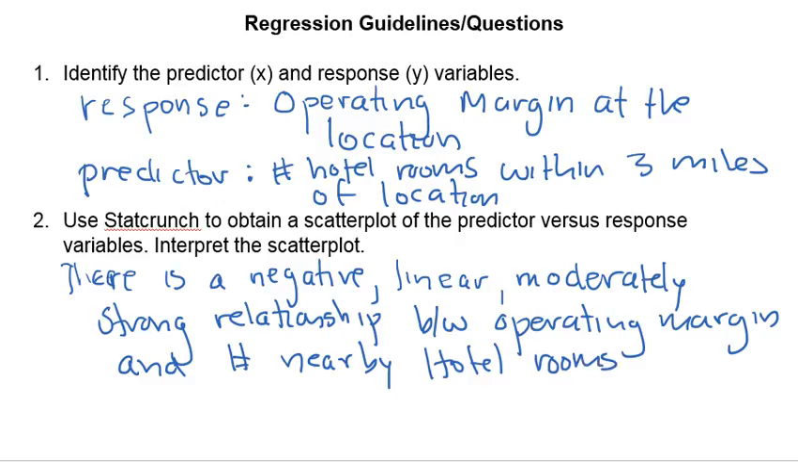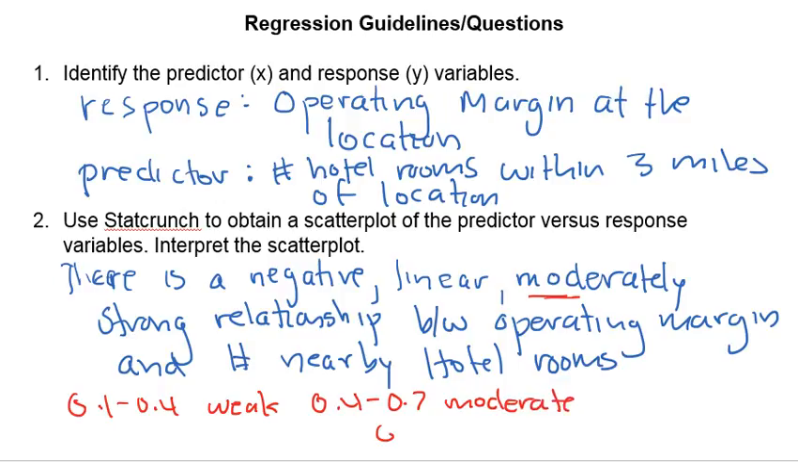Getting back to, I'm going to get another color here. When I said moderately strong, remember the way you determine that: if the correlation is essentially between 0.1 and 0.4, we're going to call it a weak relationship. 0.4 to 0.7, we're going to call it moderately strong or moderate. And lastly, 0.7 to 1, we're going to call that a strong relationship. Okay, so this had a correlation of negative 0.47, so that would be a moderately strong relationship.